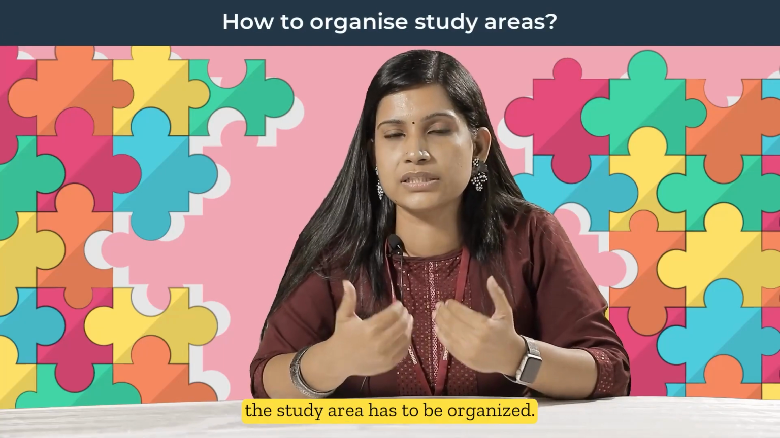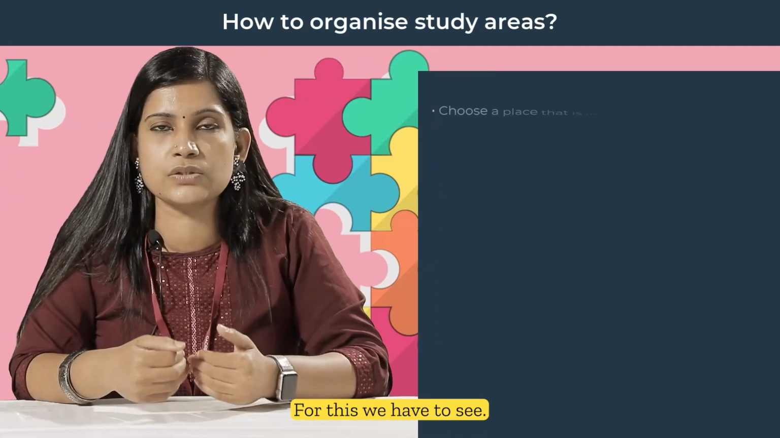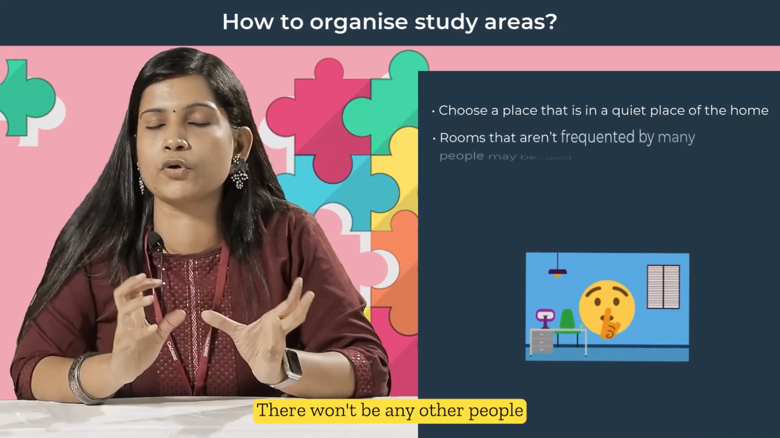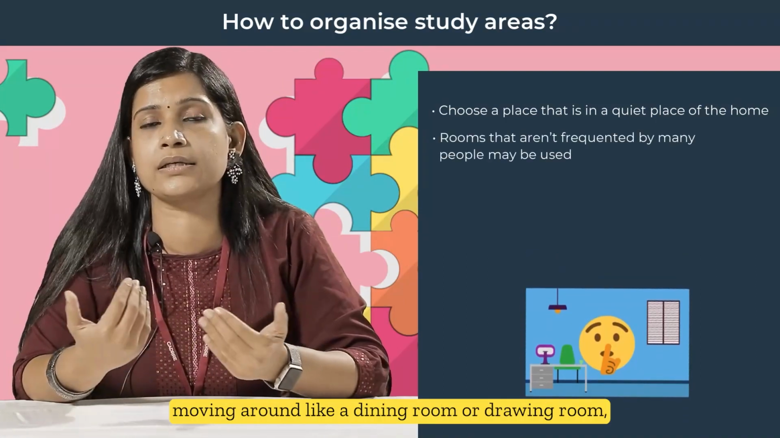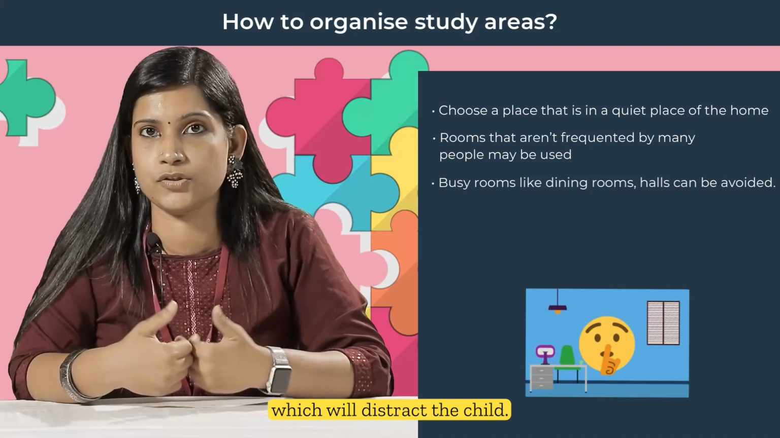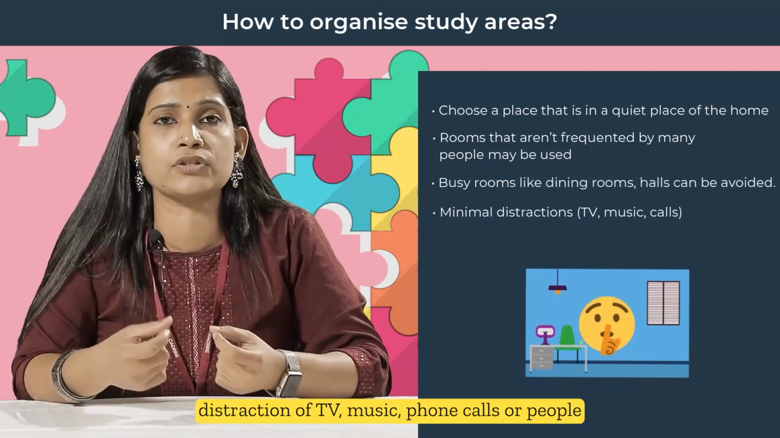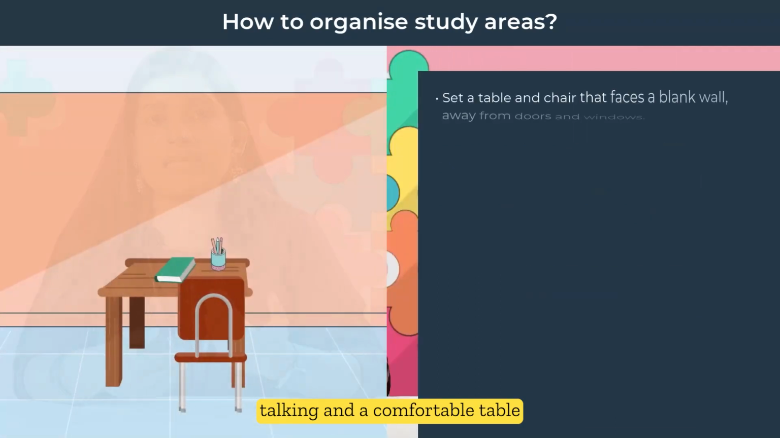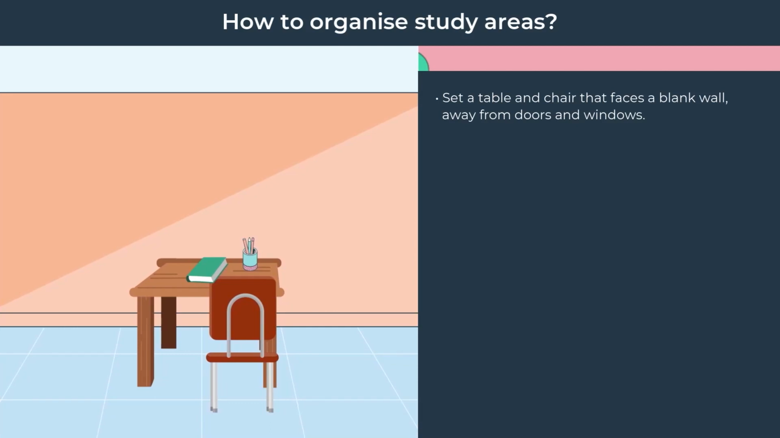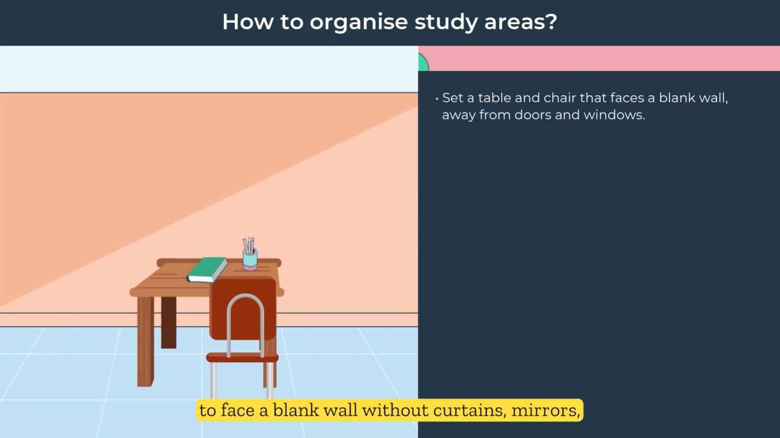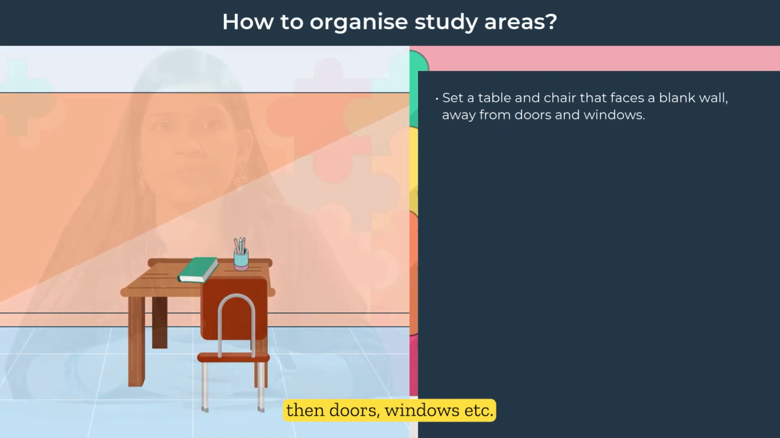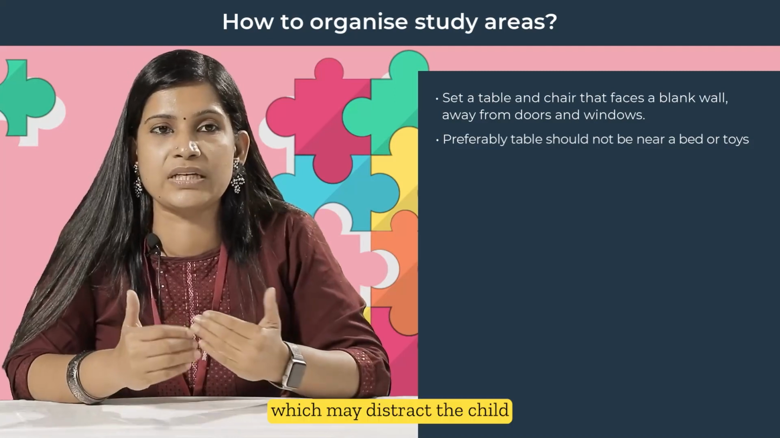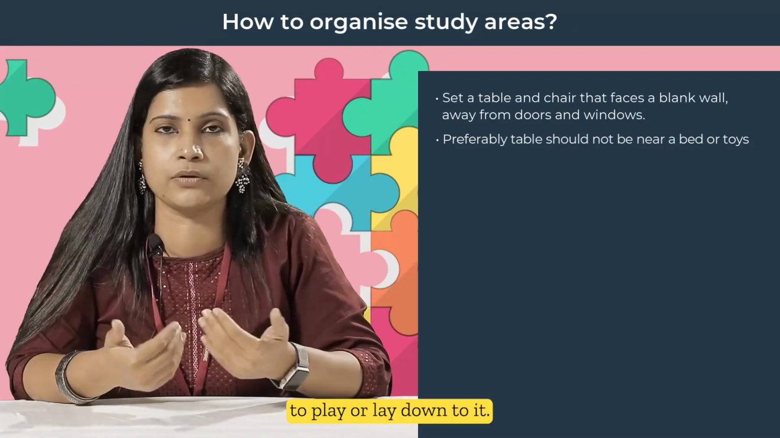Now let's see how the study area has to be organized. For this, we have to select a quiet place in our home. There won't be any other people moving around like in the dining room or drawing room, which will distract the child. And there must be minimum distraction of TV, music, phone calls, or people talking. A comfortable table and chair must be set to face a blank wall without curtains, mirrors, doors, windows, etc. And preferably the table must not be near a bed or a toy, which may distract the child to play or lie down.